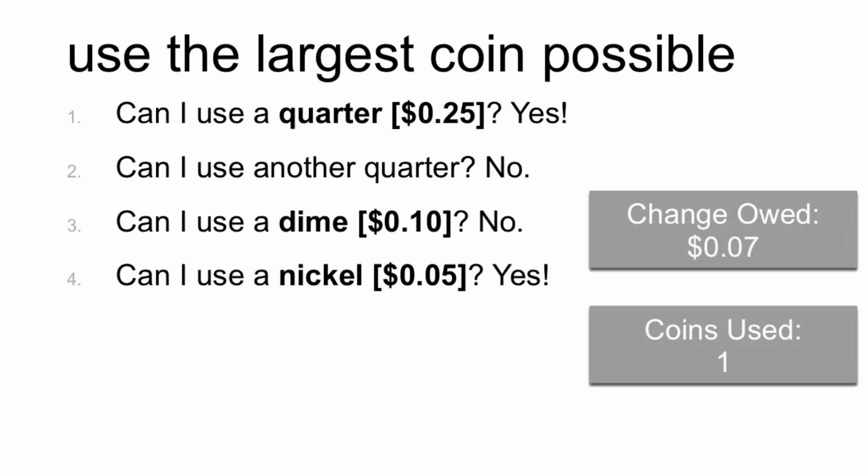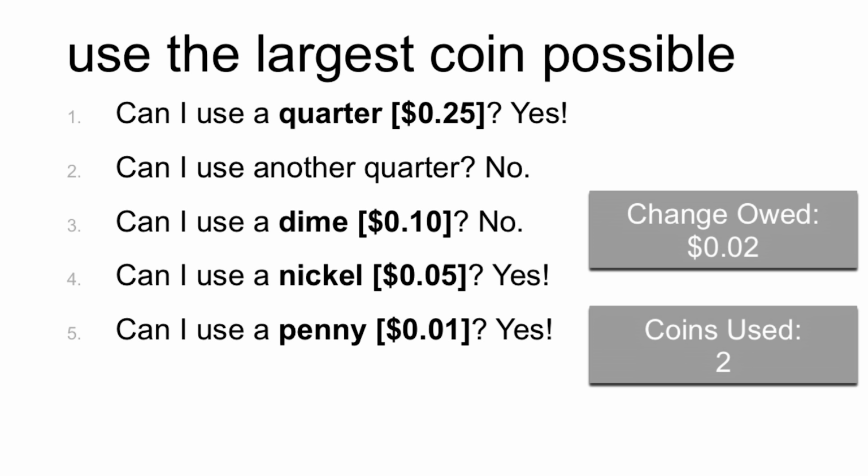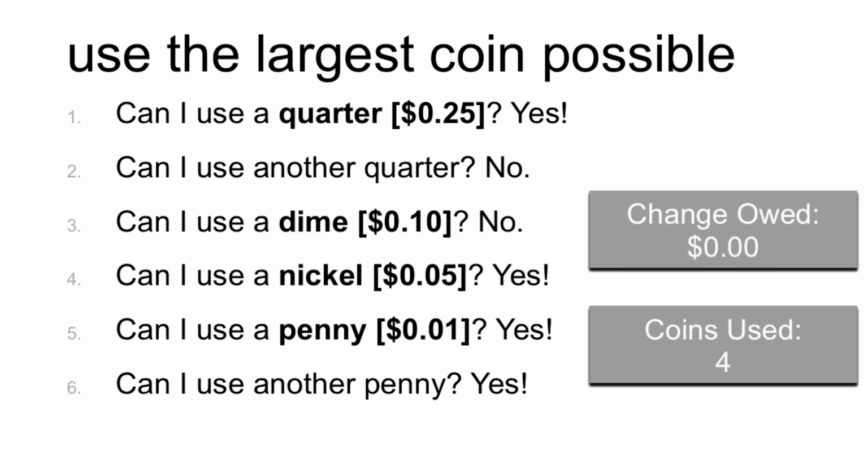We go to nickels, and yes, indeed, 5 cents is less than 7, so we can use a nickel. So now we only owe the user 2 cents, and we've so far used 2 coins. We can't use another nickel, so then we proceed to the last coin at our disposal, which is the penny. And can we use a penny? Well, yes, and we end up using 2 pennies for a total of 4 coins.